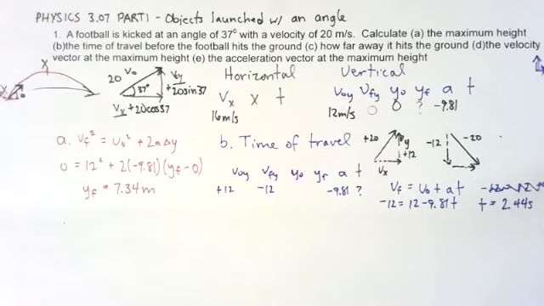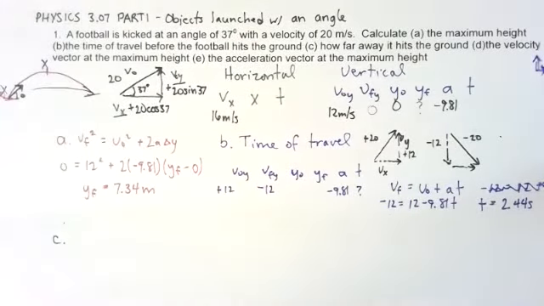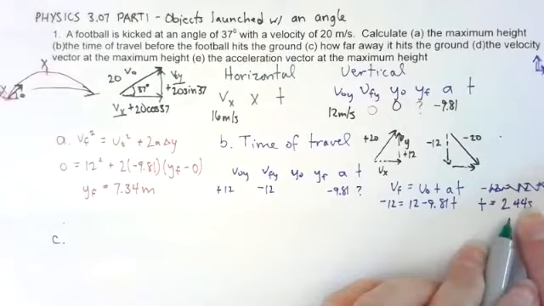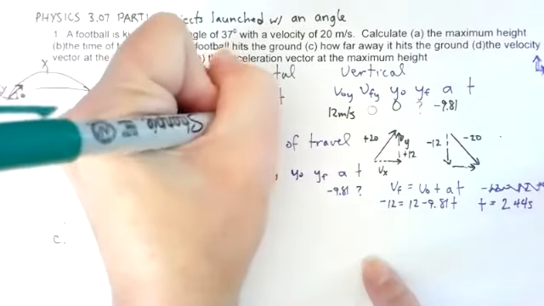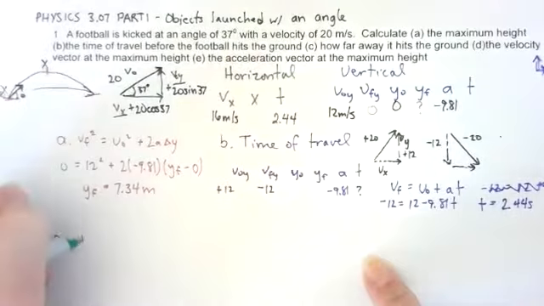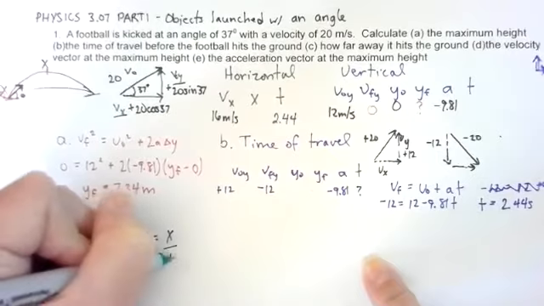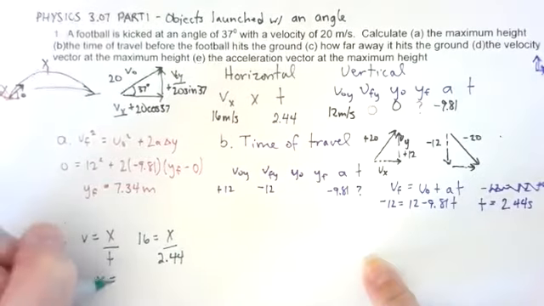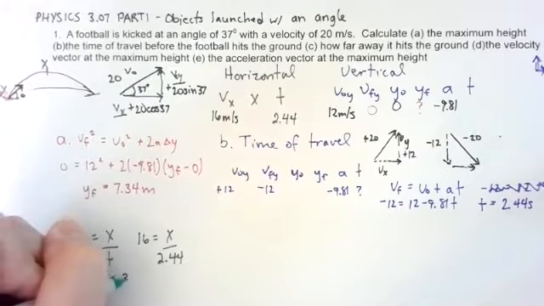All right, so for part C, how far away does it hit the ground? I can now take this value and bring it up to here because my time in the horizontal and my vertical are my linchpin. It links them together. I know the velocity is distance over time. So I'm going to have 16 is x over 2.44. And when I solve for x, I'm going to have 39.2 meters, I think.